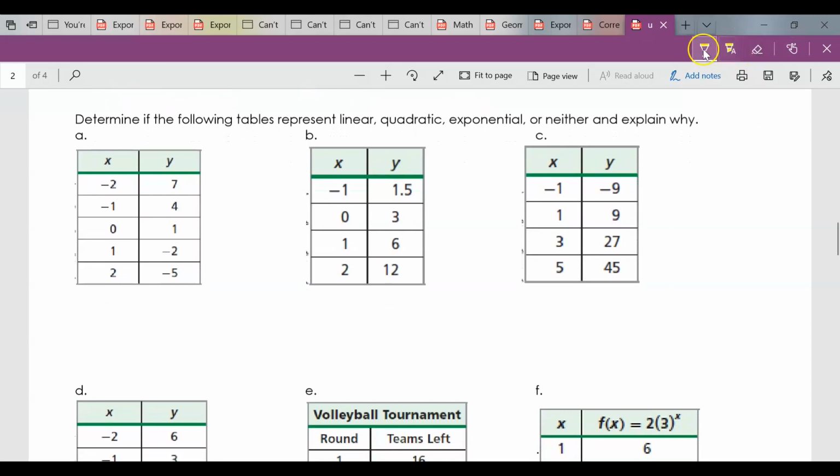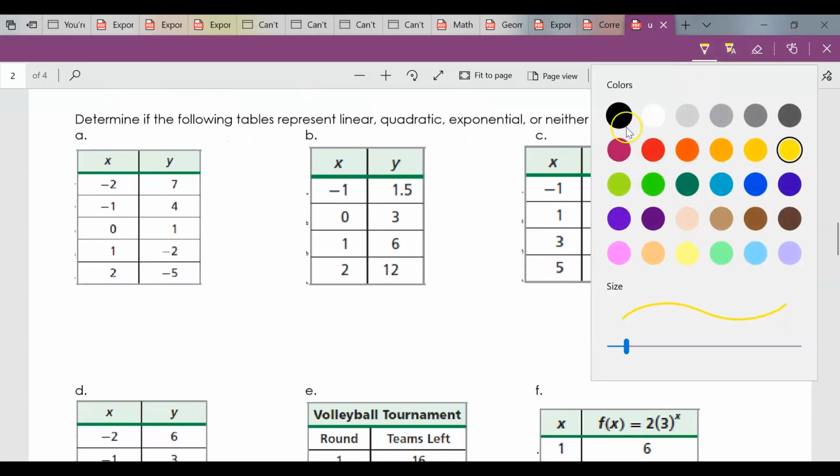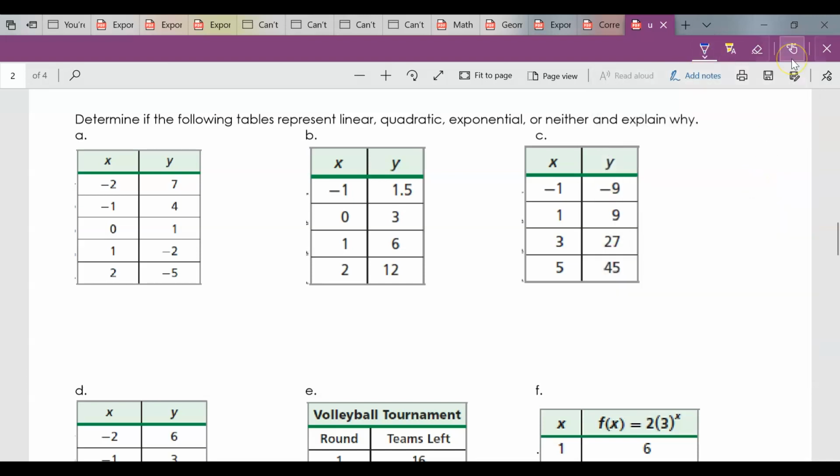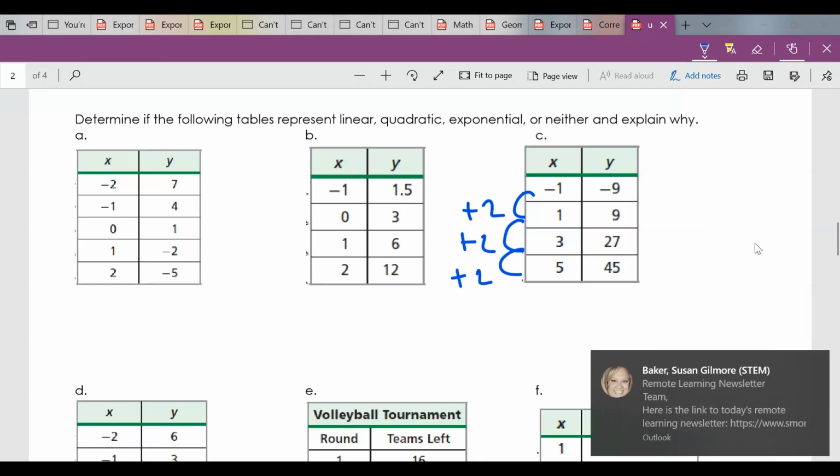So we are going to determine whether we've got linear, quadratic, or exponential. And let's start with C. First thing I'm going to do is check this side and see that they are going up by the same amount. So from -1 to 1, I go up 2. From 1 to 3, I go up 2. From 3 to 5, I go up 2. Cool, that's what I needed.